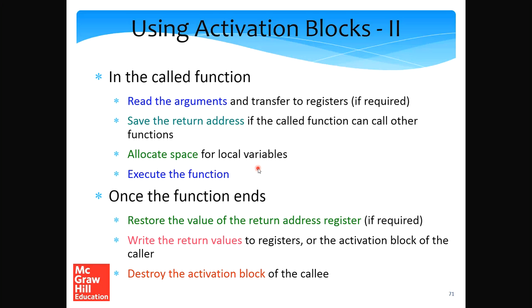What is an activation block? It's a continuous region of memory that stores the execution context of a function, and the execution context contains the arguments of a function, space for saving its internal variables, space for saving the registers that it spills, and also the return address if the function is calling other functions. And so pretty much that's it. Once the function finishes execution, the activation block of the function is destroyed.